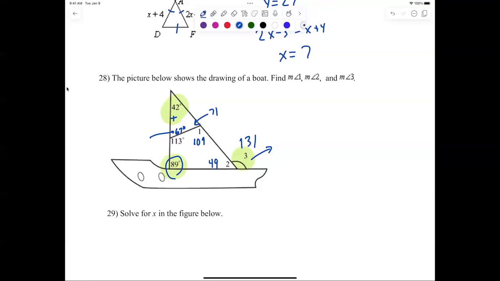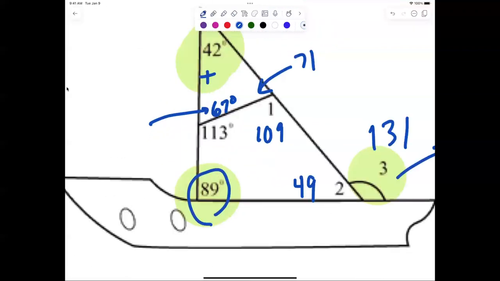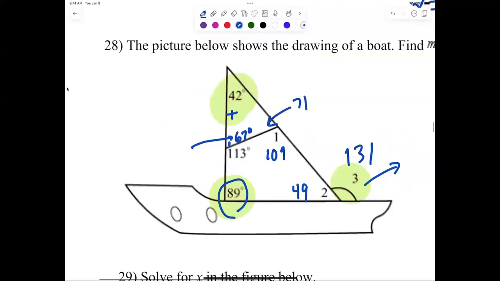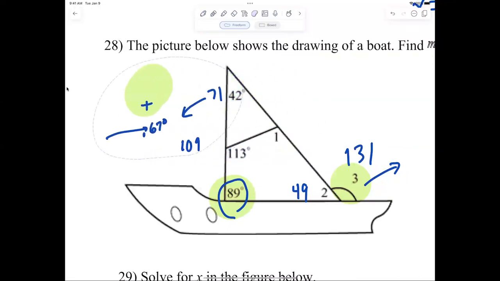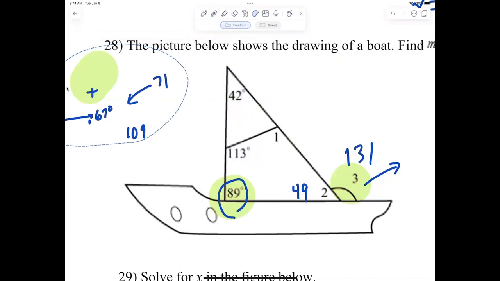How did you get 67? 113 subtracted from 180. Because I want all of the angles. It's on the other side of the line. This angle right here is 67 degrees. Do you agree with this or not? Yeah. Then angle 1 is the sum of 67 and 42. Okay.